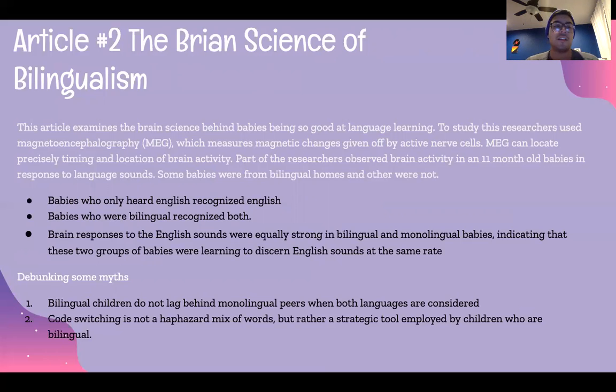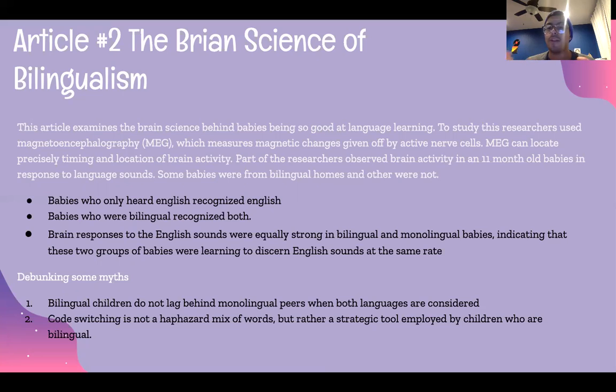And to study this, they use a MEG, which is a magneto... I'm sorry, I can't say that, but it's a MEG. It's like a helmet, pretty much, and it can measure magnetic changes given by active nerve cells with pinpoint accuracy. The MEG can also precisely locate the timing and location of brain activity. And there's no harm to it, so the babies can put on this helmet and there's absolutely no harm.